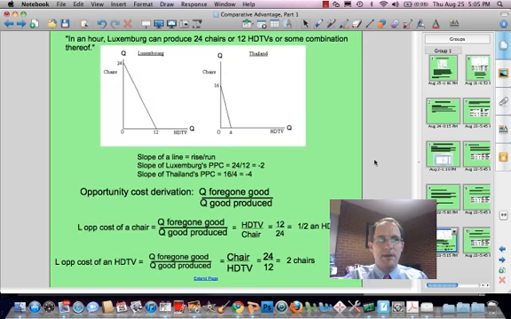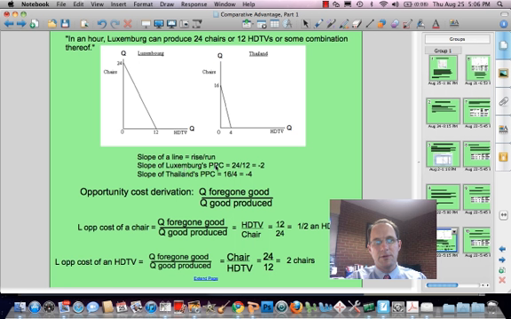Let's take an example. Here we have two countries, Luxembourg and Thailand, and we're talking about production of chairs and HD TVs. This is an example of output, and this shows how many chairs either Luxembourg or Thailand can produce, or how many HD TVs Luxembourg or Thailand can produce in an hour. Now, remember from our last lesson that because we have a straight line here, we can talk about slope of a line equaling opportunity costs. Keep that in the back of your mind as we're figuring out the opportunity costs of each of these products in each of these countries.